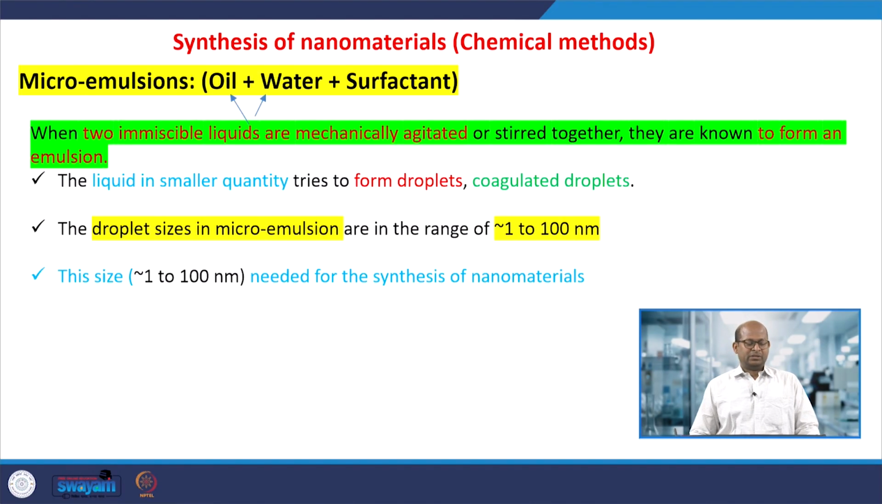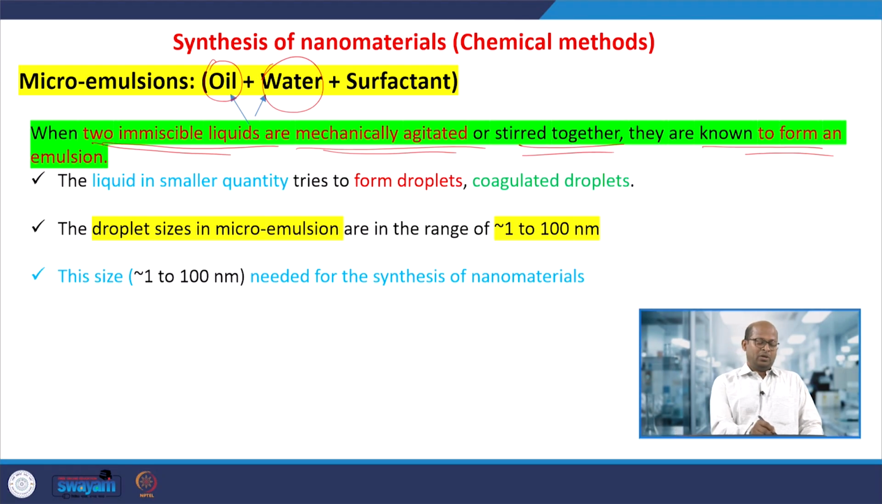So that we will discuss. So what is an emulsion? When two immiscible liquids are mechanically agitated, in a beaker or any container we can take two different solvents or liquids that are immiscible, and if we stir them together they form an emulsion. The type of emulsion depends on the quantity of each component or liquid that was taken.